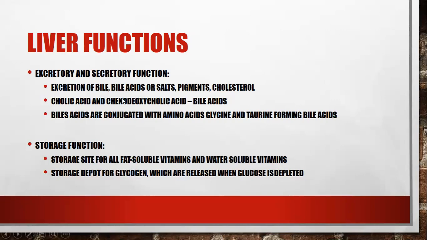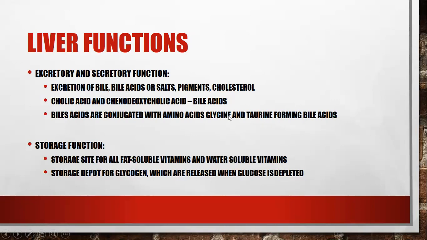Digestion, and common bile acids excreted by the liver are in these forms: cholic acid and chenodeoxycholic acid. Bile acids are conjugated with amino acids, glycine and taurine, forming bile salts.